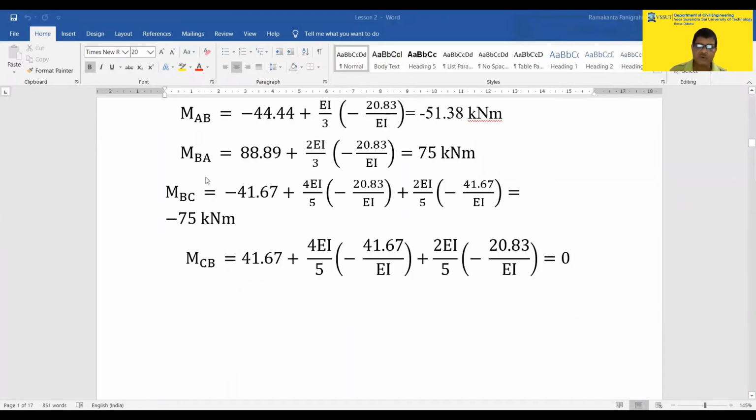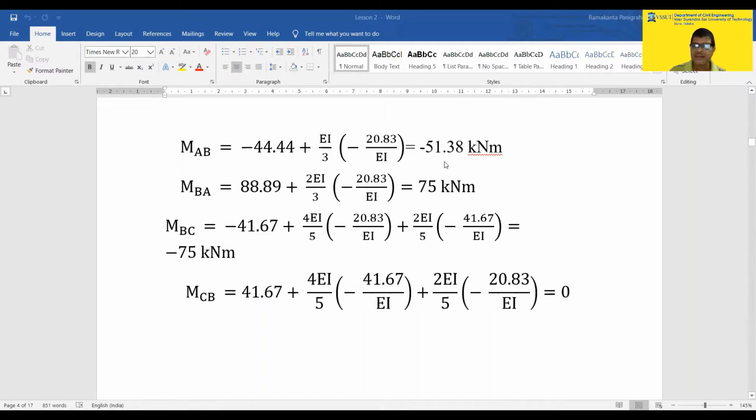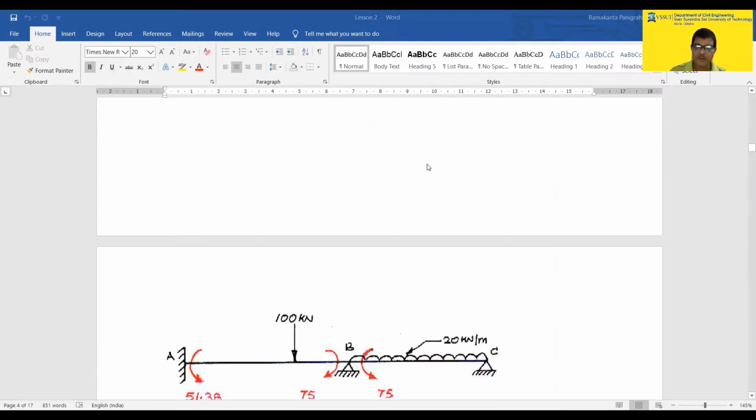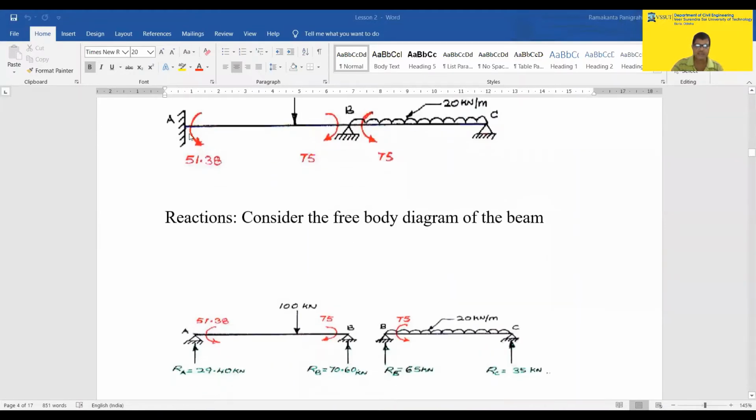So now we have got these moments. Now we have to draw the shear force and bending moment diagram. Here we have MAB, minus MBA, plus MBC, minus MCB, plus 0. Plus means clockwise, minus means anti-clockwise. That you should understand. Now if you go to the free body diagram, you will see that this moment is anti-clockwise, and this is also anti-clockwise here.